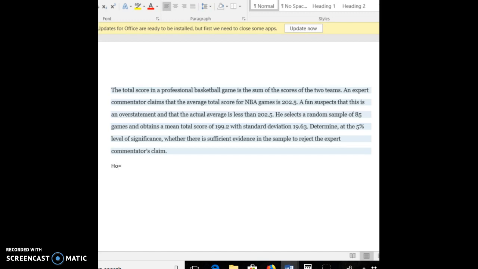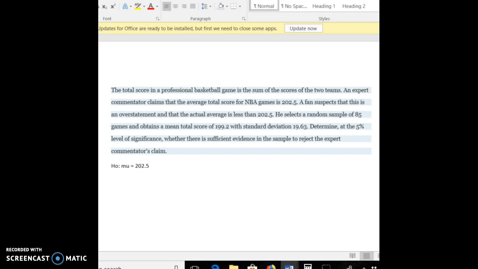Okay, now our null hypothesis is always what the status quo is. And the status quo right now is what the expert commentator claims the average to be. So we're going to have mu, and rather than finding my symbol, which takes a little while, I'm just going to type mu for mu, is equal to 202.5. There's our null hypothesis.